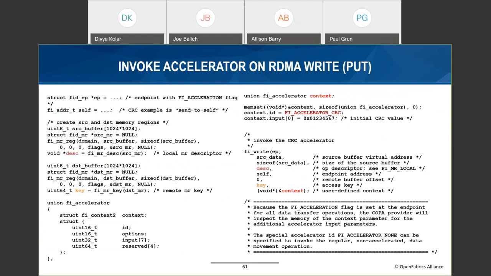I mentioned earlier, for instance, the FI write operation itself, how we are overloading the context. So here you can see the context itself is again a user-defined context, and the context is overloaded by specifying the type of accelerator function that needs to be invoked. The specific type of accelerator currently being invoked in this operation is a CRC operation. And then we are providing some initial input to the accelerator functions, just some seed value. The invocation, the FI write operation itself, has not been changed at all. It's just the same as what is being done right now. And inside, the COPA provider and the lib hardware and COPA hardware will take care of how to interpret this context and invoke the specific accelerator operation.